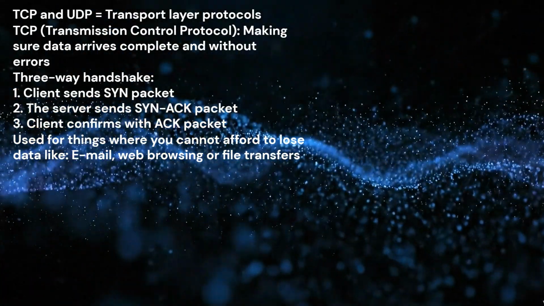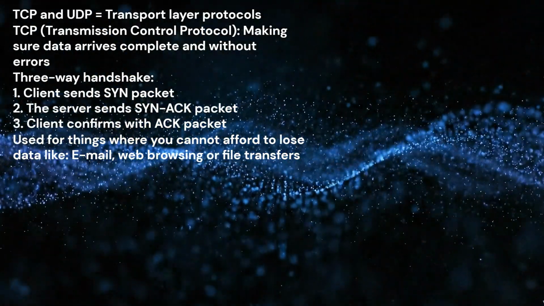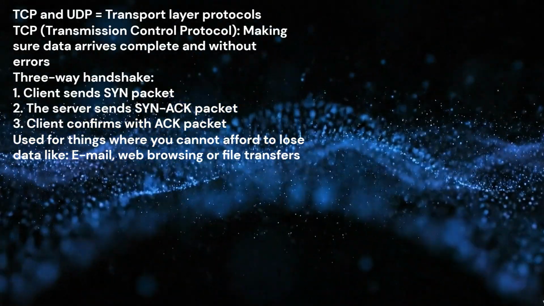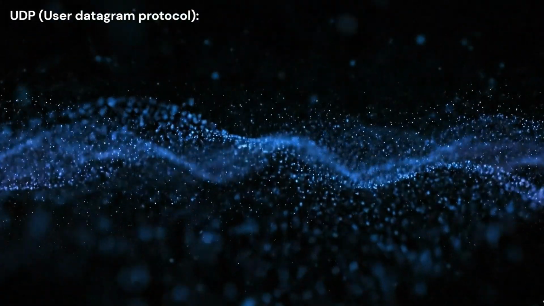Okay, but three steps, acknowledgments. That sounds like it takes time. If reliability is TCP's superpower, what happens when speed, like raw speed, is the only thing that matters? And that's where UDP comes in, the speedy messenger, User Datagram Protocol.